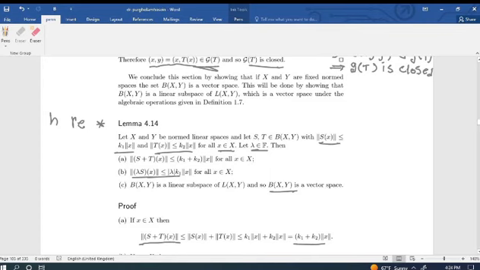And C, B of X and Y is a linear subspace of L of X and Y, and so B of X and Y is a vector space. Because of A and B, as you see, A and B say that a linear combination of two bounded linear transformations will be a bounded linear transformation. So the set B of X and Y is a linear vector space and is a linear subspace of L of X and Y. So this is a vector space.